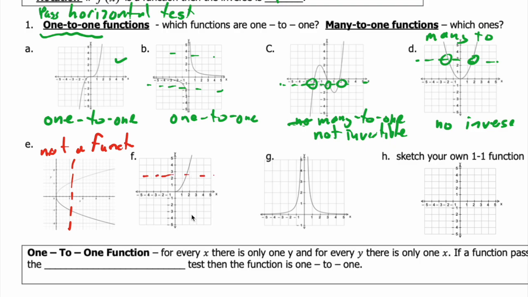This one passes the horizontal line test, so it is one to one, and it has an inverse. This one fails it, so it's many to one. It does not have an inverse.